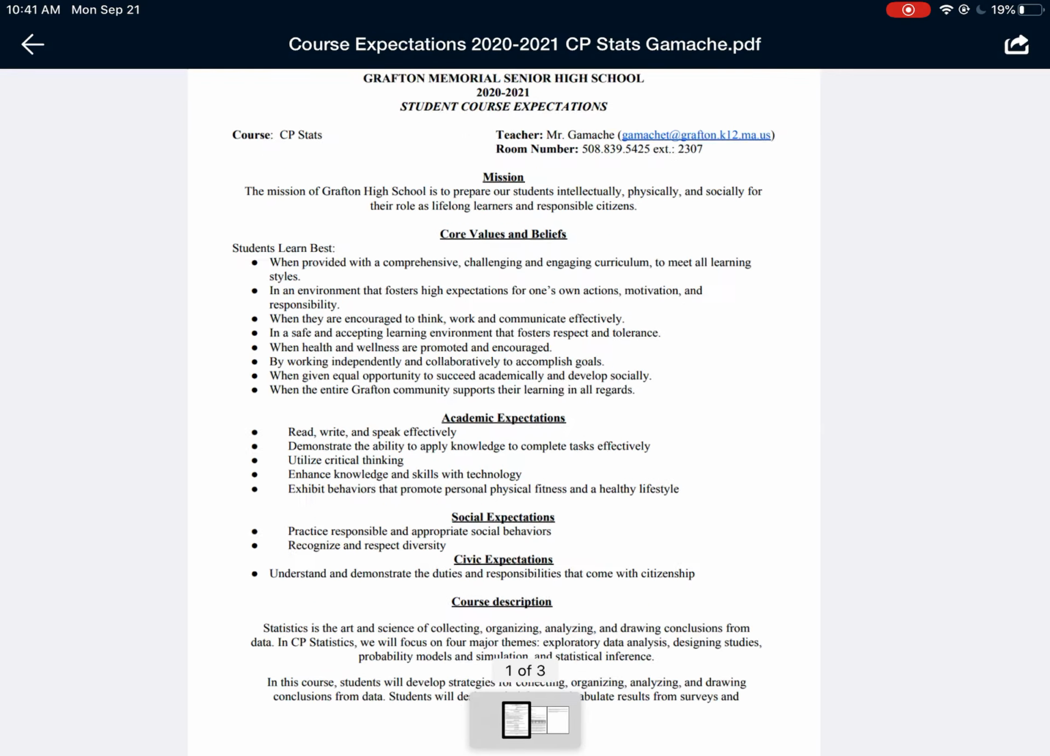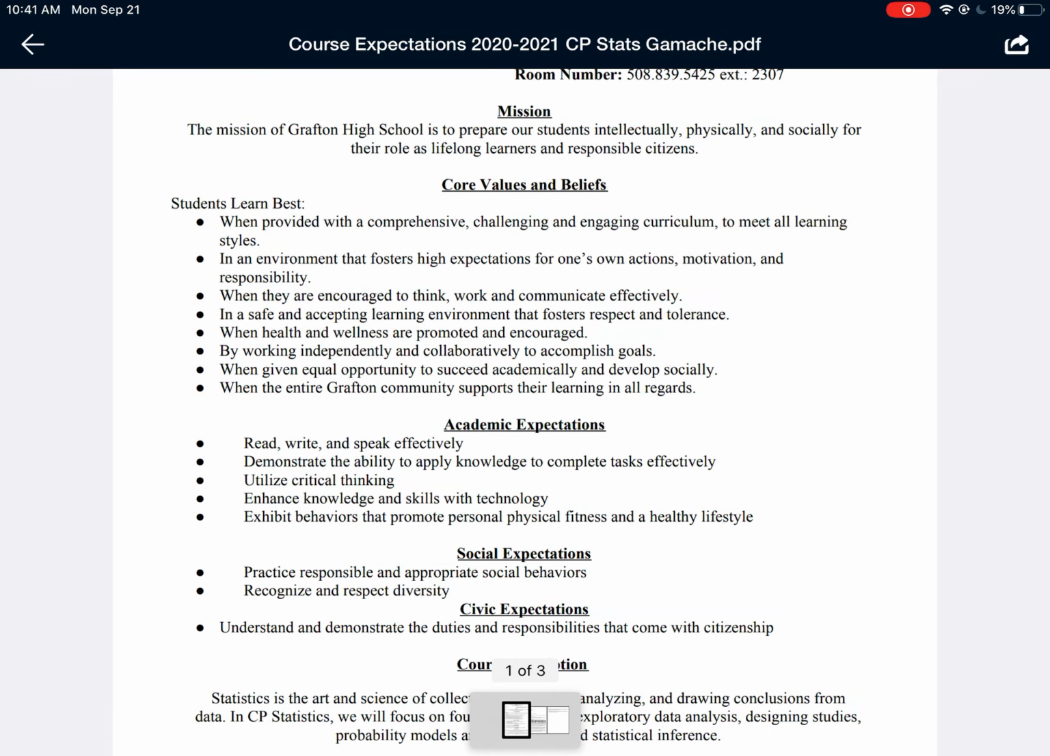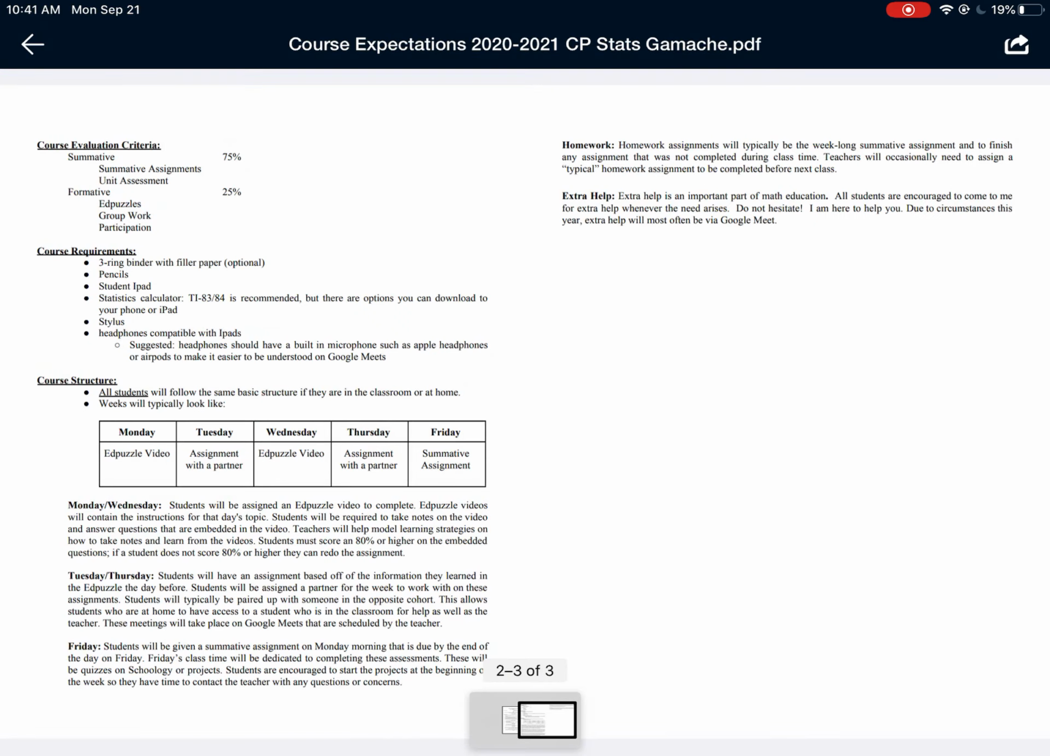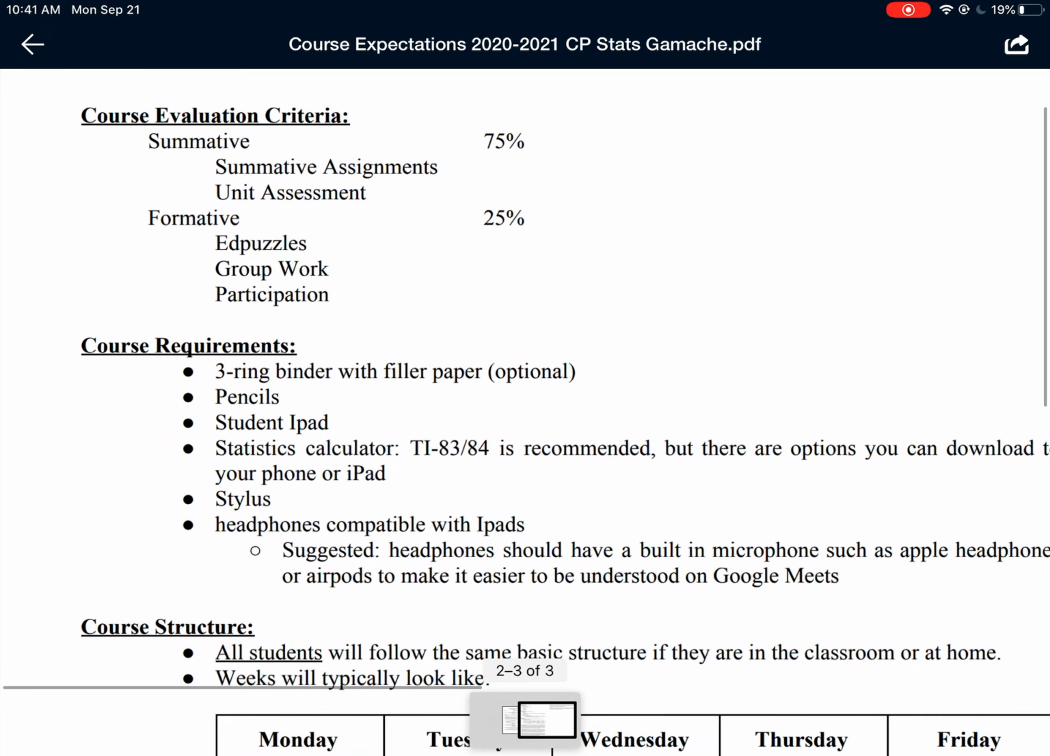Course expectations is taking a minute to load, but ultimately we follow the same values and beliefs and academic expectations as outlined in the GHS handbook. But we're going to go over course evaluation. Summative assessments are going to be 75% of the grade this year. Typically in the past, those would be tests and quizzes. In this course, it's not going to just be digital tests and quizzes, but we offer a number of projects throughout the year. Just because of the nature of the course, I like to present this material with real-life applications. So that's where about 75% of the grade's coming from.